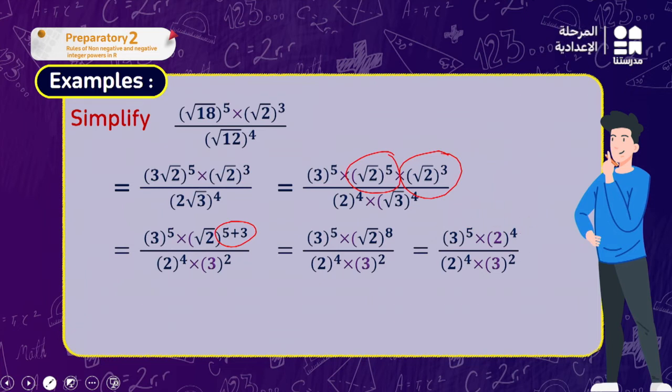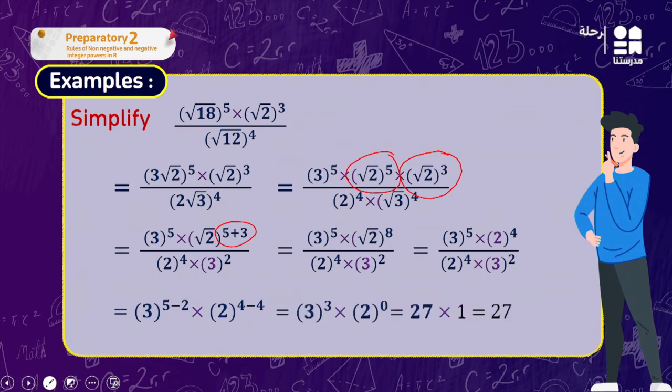كده بالشكل ده بقى عندي 3 و2 بس هما البيزس اللي عندي، فاقدر اشتغل على كل بيز لوحدها. 3 to the power 5 divide 3 to the power 2, when we divide we subtract the powers. So this is 3 power 5 minus 2 and 2 power 4 minus 4, as you see. So it will be 3 to the power 3 times 2 power 0. 3 to the power 3 is 27. 2 power 0 is 1. So the result will be 27. The result is 27. تمام كده؟ The simplest form.